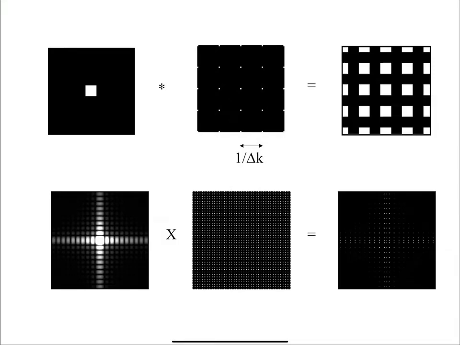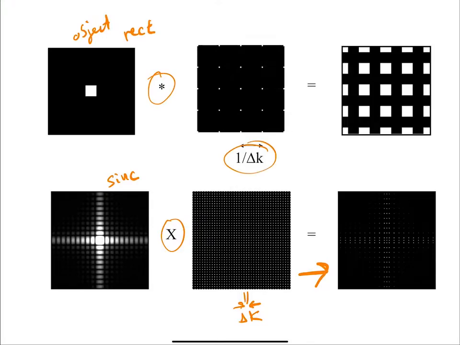So here what you're seeing is my object. Okay, so that's a rect function. This is a sinc function. I'm multiplying it, and this spacing here is some delta k. That's going to give me the sampled version of my 2D rect function, by multiplication. Here I convolve. This spacing here is 1 over delta k, and so that just takes this image and replicates it with a spacing 1 over delta k. So that's all you need to remember for sampling in terms of the field of view. So field of view determines delta k.